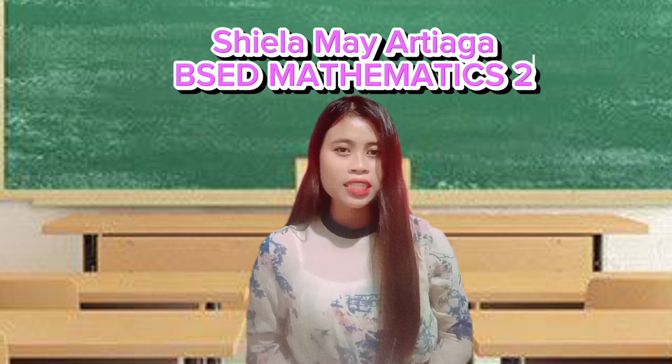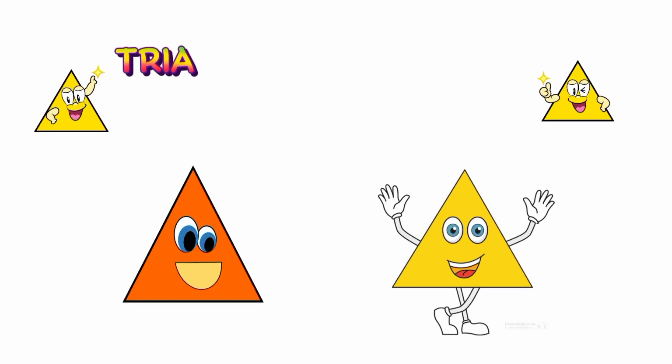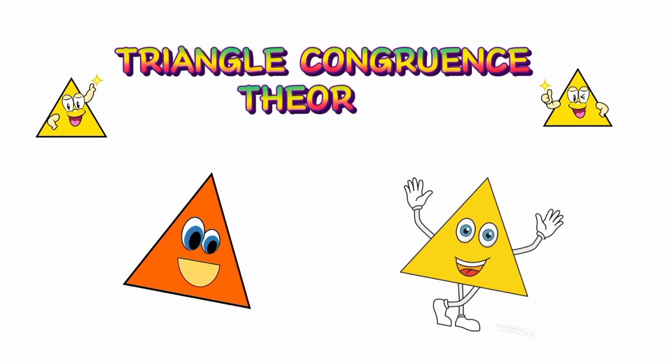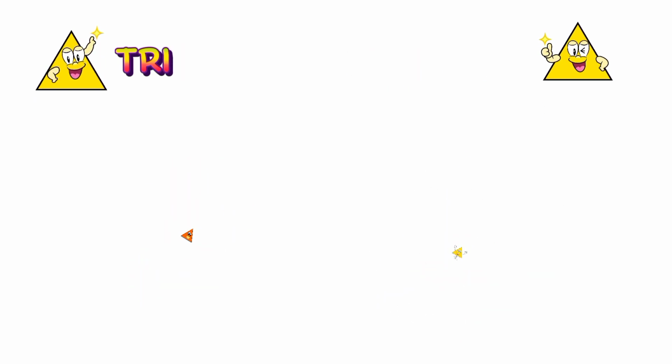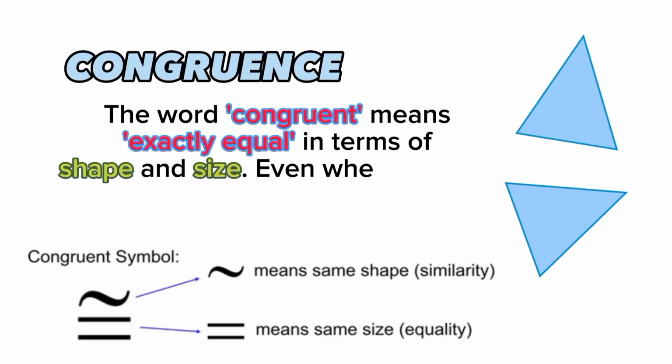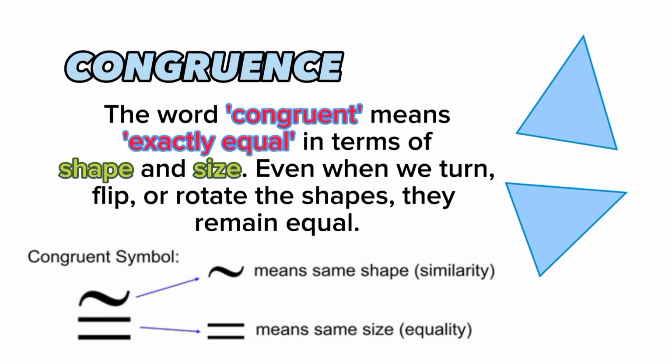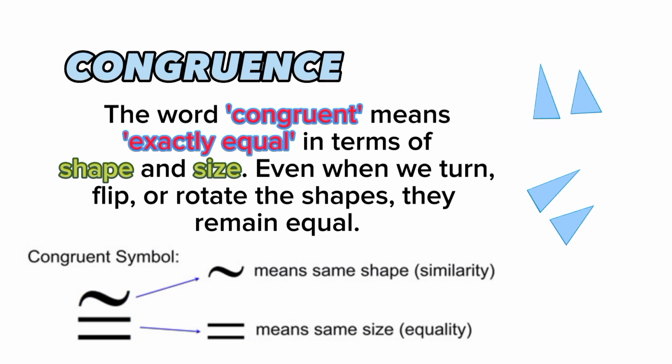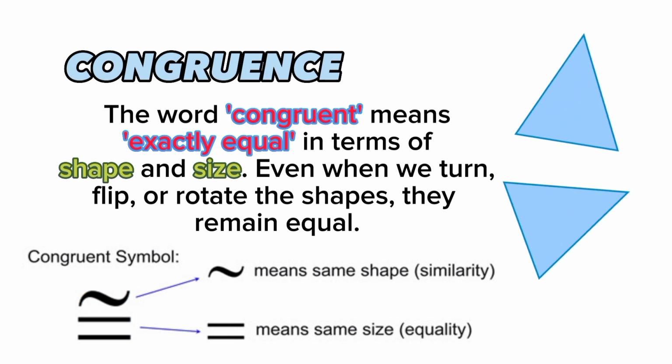Triangle congruence theorem. Let's start the triangle congruence theorem. So, what does congruence mean? When we say congruence, the word congruent means exactly equal in terms of shape and size. Even when we turn, flip, or rotate the shapes, they remain equal.